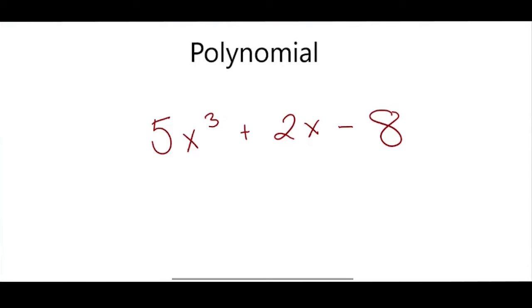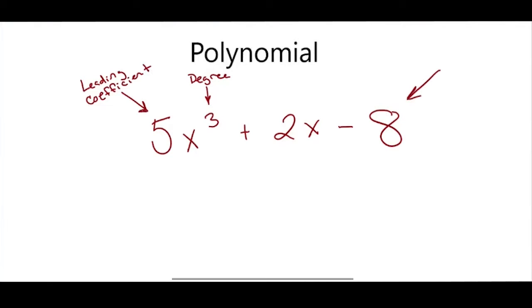Now we look to the highest exponent. So the biggest exponent I have here is 3. So that means that the degree of this polynomial is 3. And the leading coefficient is the number in front of the variable with the highest exponent. So the leading coefficient here would be 5. All right, so we'll say that this is the degree. This is the leading coefficient.